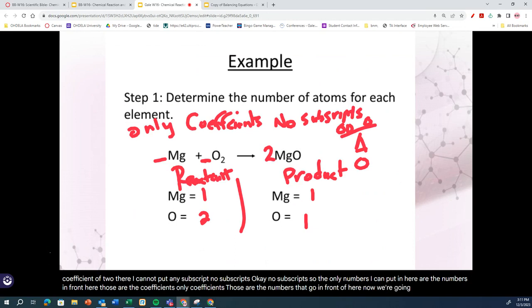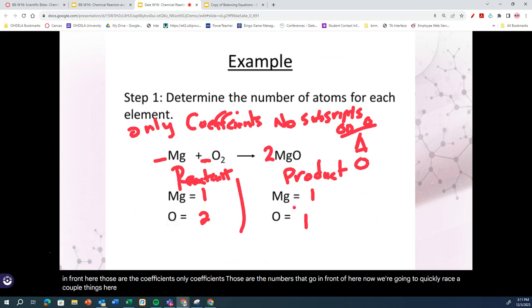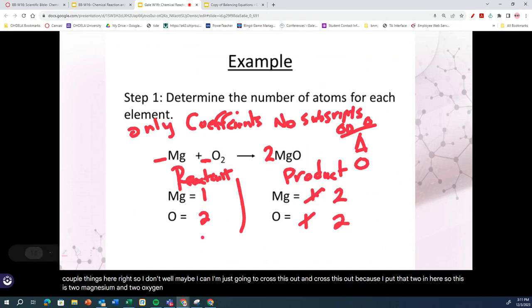And those are the numbers that go in front of here. Now we're going to quickly erase a couple things here. I'm just going to cross this out and cross this out because I put that 2 in here. So this is 2 magnesium and 2 oxygen. So cool, we're great here.